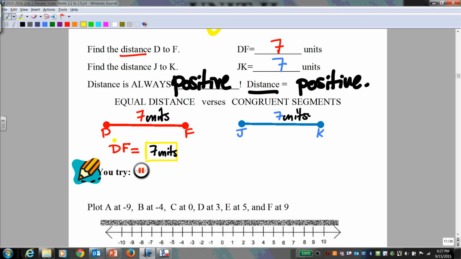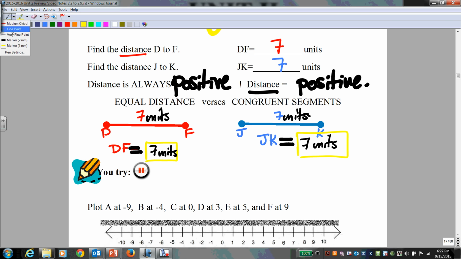Notice it is absent. There is no segment symbol above it. Why? Because without that notation and with the use of an equal sign, I am asking for a number on the other side, a numerical measurement. So right here, the distance of J to K, notice the equal sign, the distance of J to K is also 7 units. When we use an equal sign, it means put a measurement on the other side.